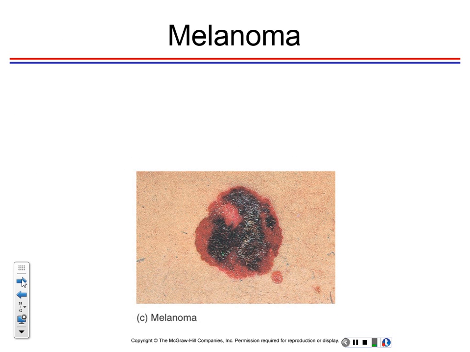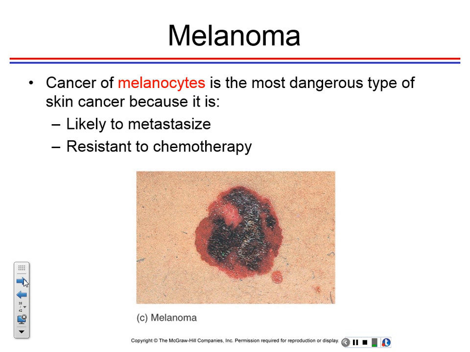Okay, so melanoma is the most malignant. It affects the melanocytes, and remember, the melanocytes produce the melanin that protects you. So it makes sense that this is the most malignant, and it's resistant to chemotherapy, so you have to use immunotherapy. It metastasizes very quickly and goes to other organs.